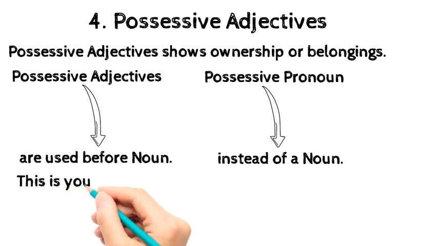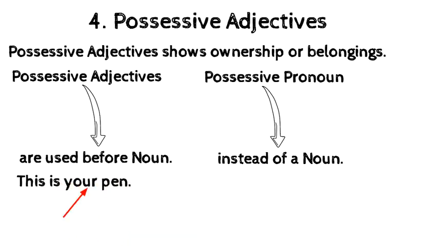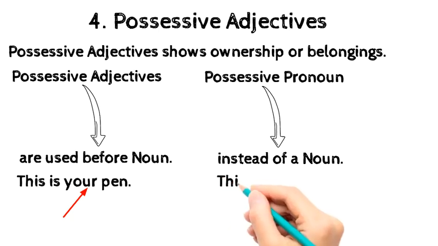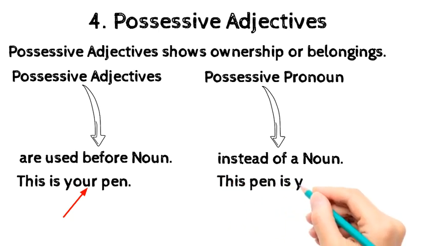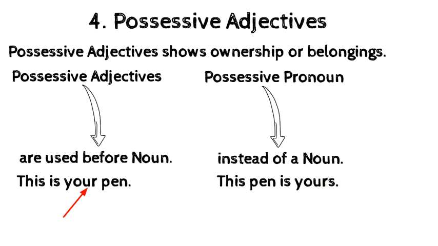This is your pen. So the word your is a possessive adjective here, and it is followed by the noun pen. So it is one of the basic examples of possessive adjective. And now let's come to the example of possessive pronoun. This pen is yours. So you can clearly see that the word yours is used instead of a noun. So it is one of the examples of possessive pronoun.